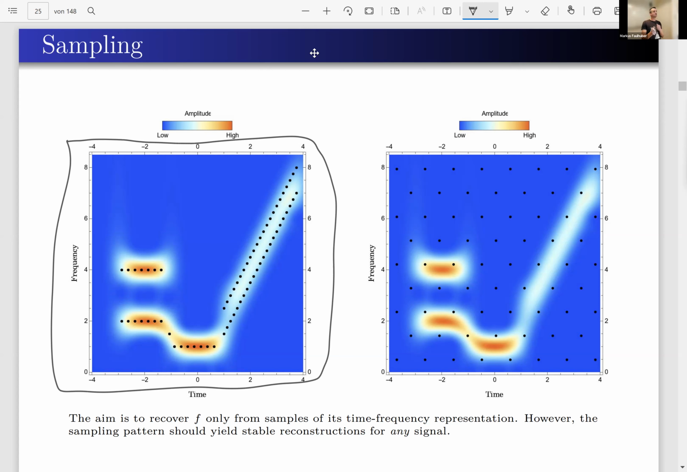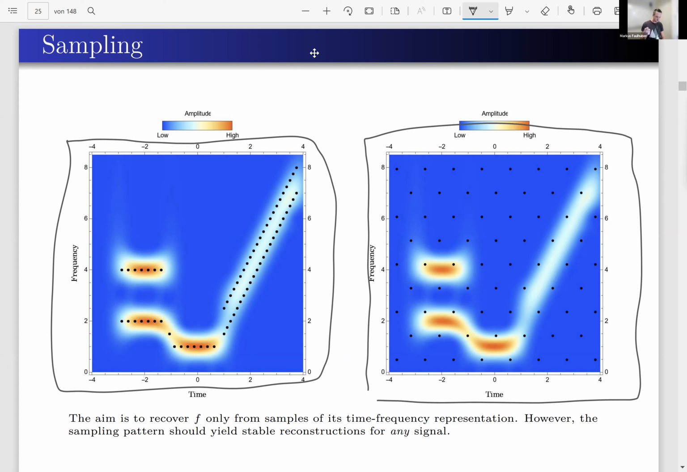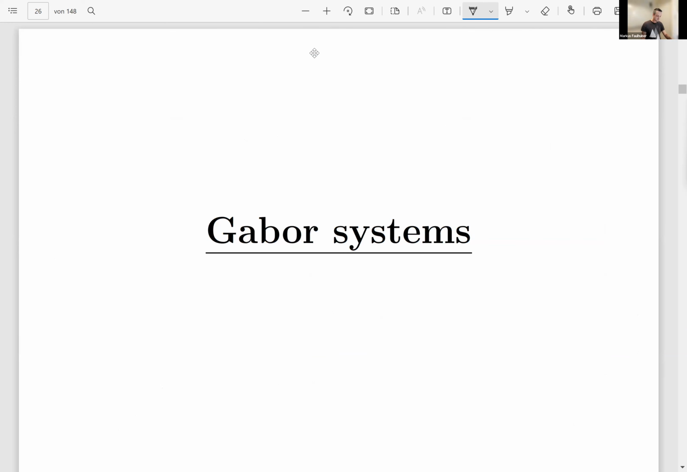But I don't always want to adapt my algorithms to the situation. And so the question was, is there some sampling pattern which gives stable reconstructions for any function in our Hilbert space? And the conjecture is then that this pattern, which you see here on the right, should actually be optimal. I will explain in a few minutes why this conjecture has been raised. Okay, so this has been a kind of introduction from sampling to Gabor systems.